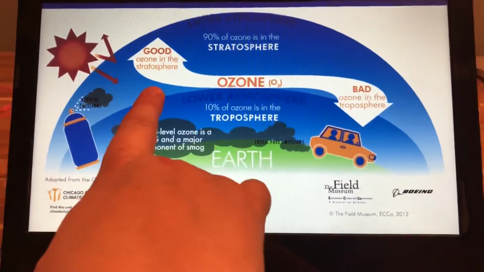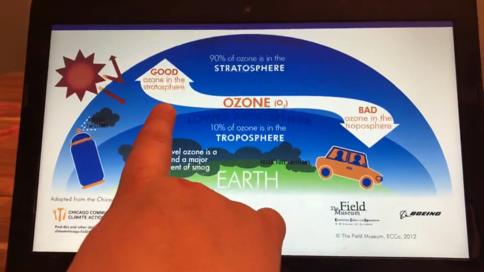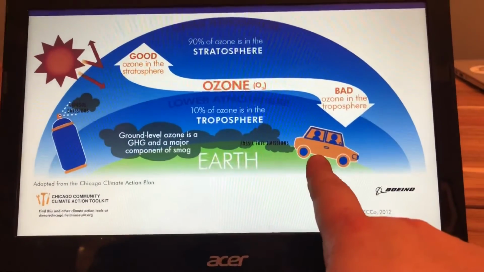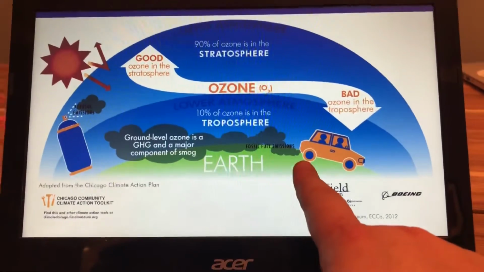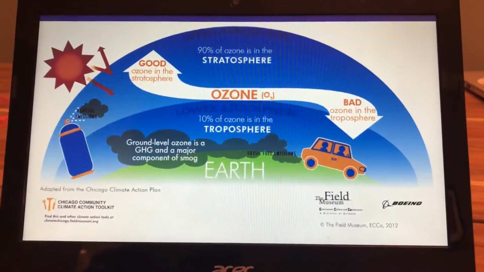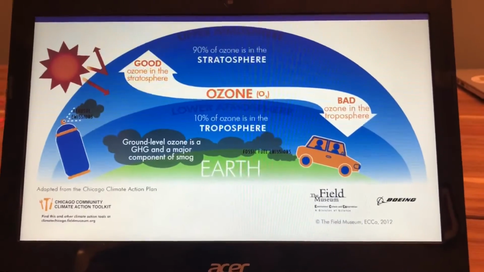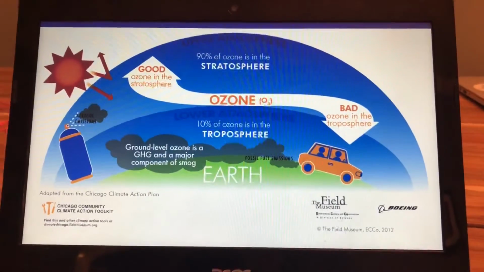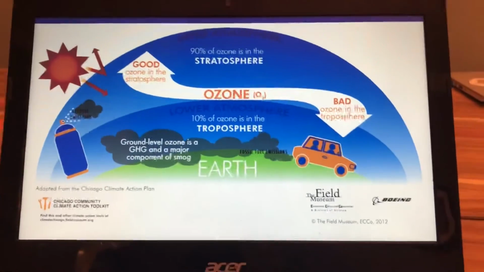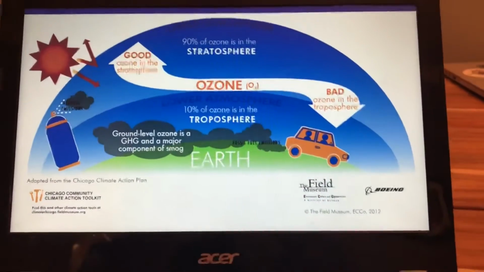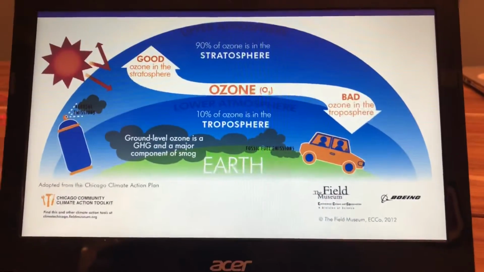So, like I said, it's both good and bad. When it's up in the atmosphere, it's good. When it's down at our level, at ground level, it's bad. It is a poisonous gas. When we breathe it in, it's not good for us. It's one of the main components of smog, and it's given off by car exhaust. Anytime you're burning fossil fuels, ozone is one of the things that's given off in addition to carbon dioxide.